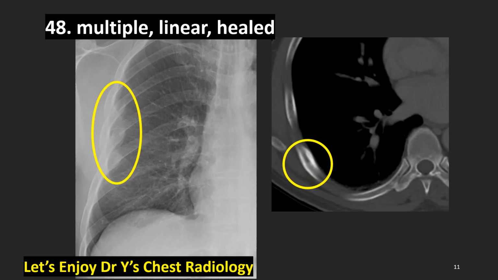Let's enjoy the left frontal radiograph. Old man, multiple, linear pattern over 3 ribs. Healed, deformed. Cortex is preserved, although deformed. We can confirm it on the axial CT. Thickened, continuous cortex of rib, telling us it is healed. Old fracture.